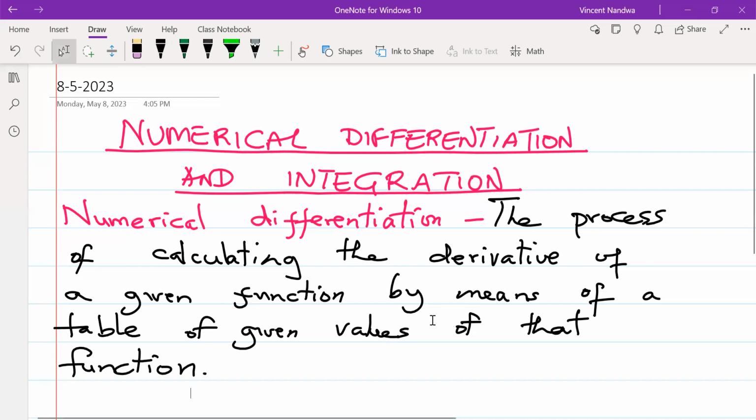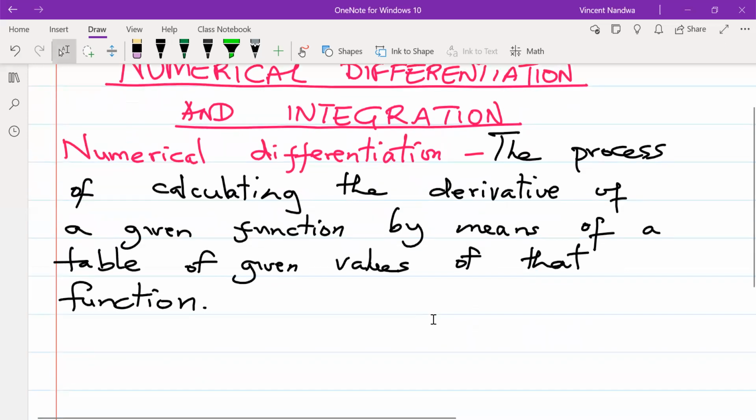Come in. In class, yeah? Yes, yes. The application of second and higher order derivatives. Okay.